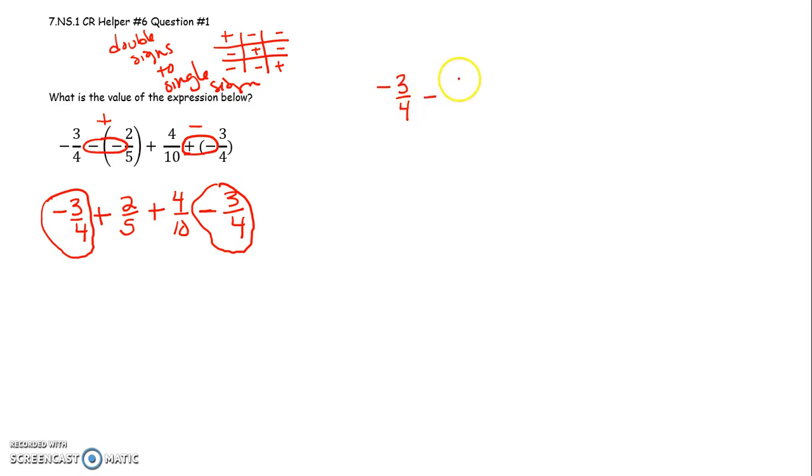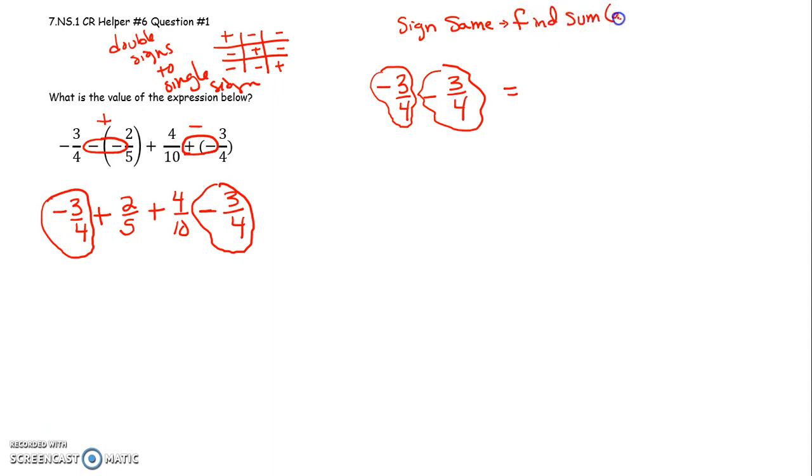-3/4 minus 3/4. So if I look at this, I say, are the signs the same or the signs different? Well, I purposely chose to put my negatives together first. Signs are the same. They're both negatives. I'll find the sum. I'll keep the sign. So if the signs are the same, you find the sum. That means you add them. And you keep the sign.